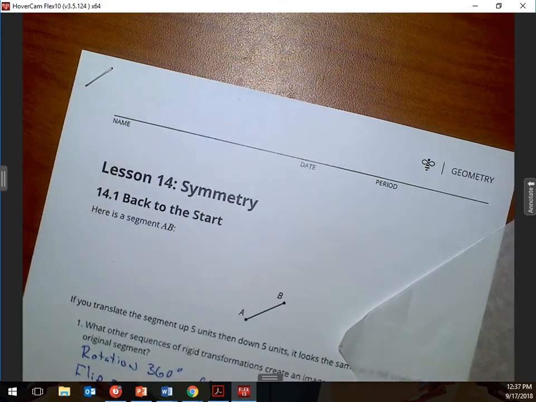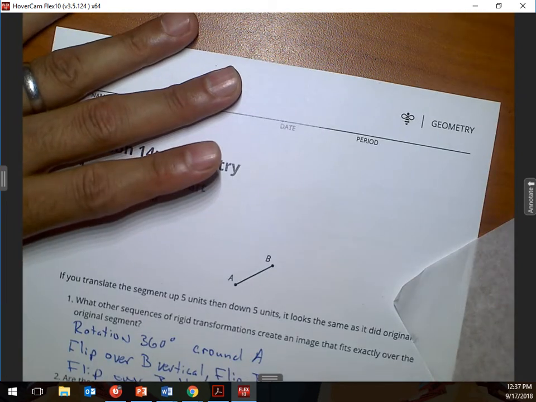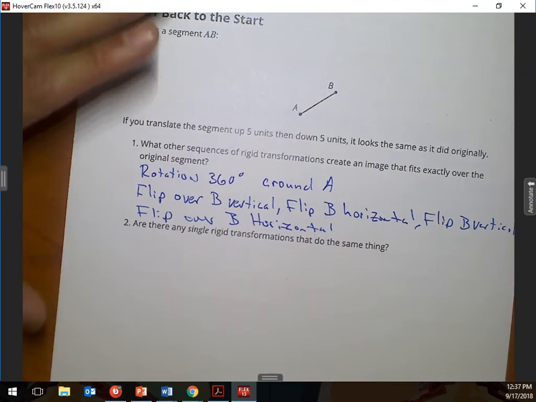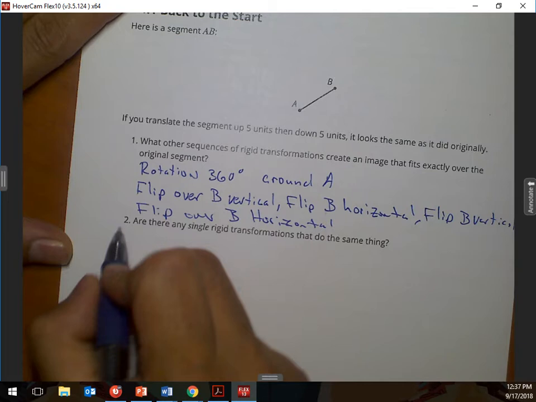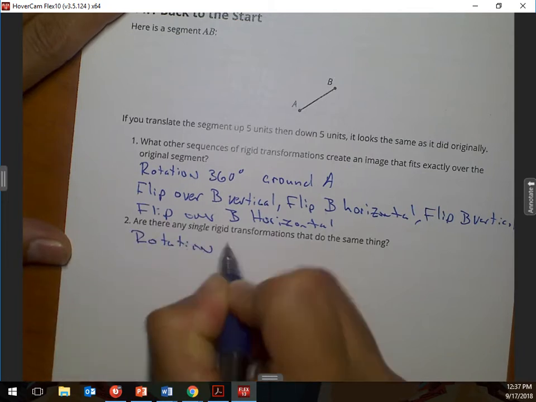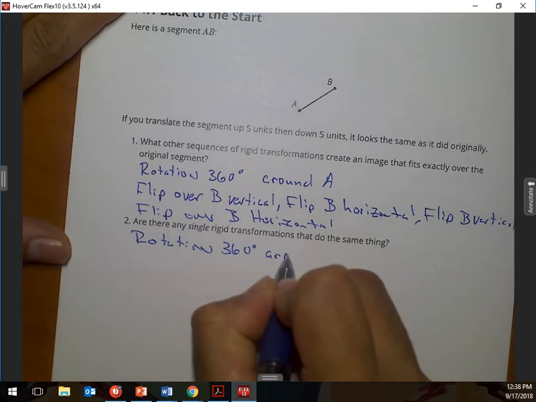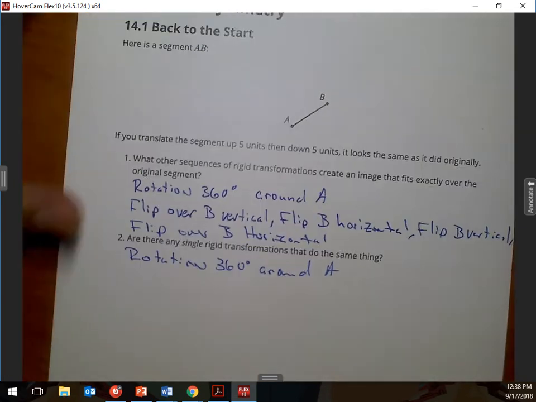Rotate, reflect. Okay, is there any single rigid transformation that does the same thing? Was there a single transformation that actually did that? Which one? What is my single? Rotation. My rotation, very good. 360 degrees around A. Does that make sense?